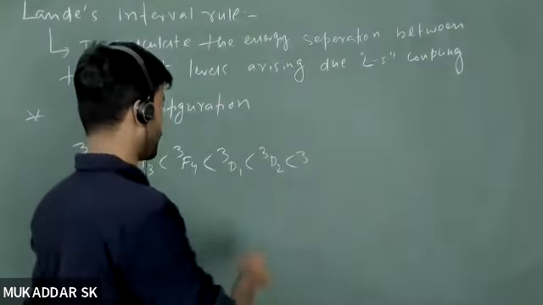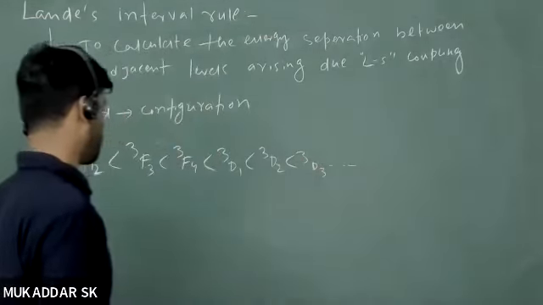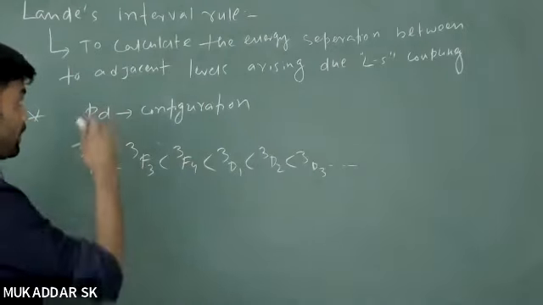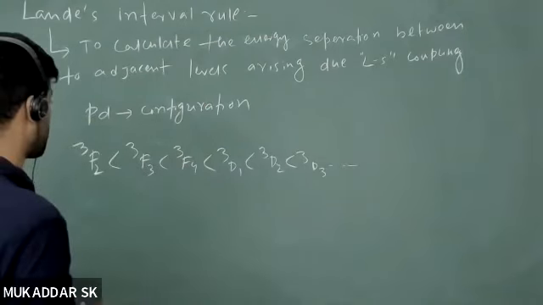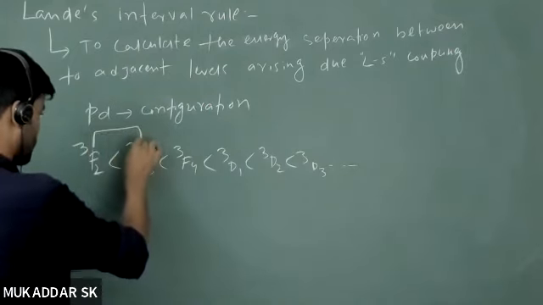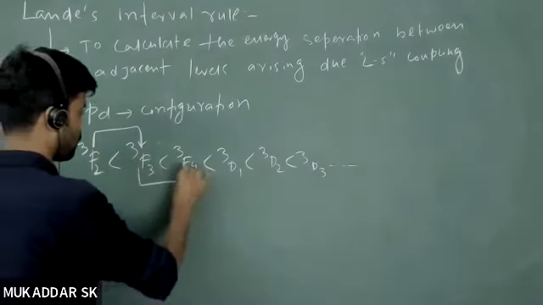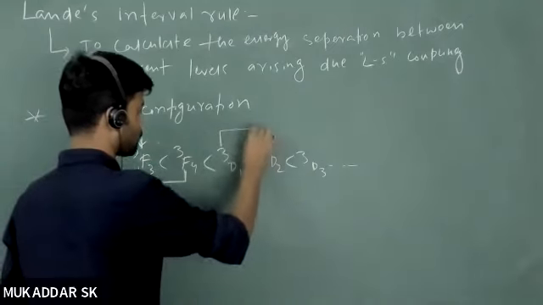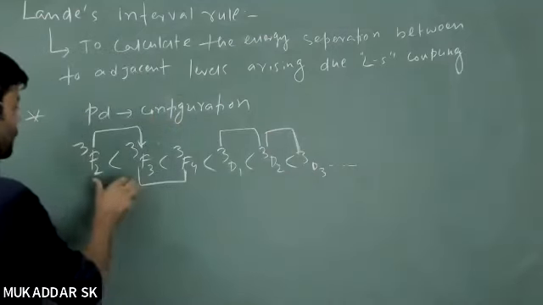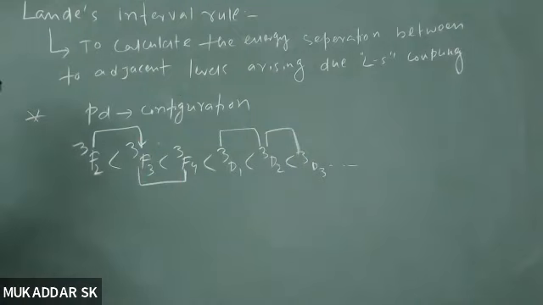3D1, 3D2, 3D3, and so on. Did you remember yesterday I discussed these things for the PD configuration? Yes sir. So this Landé interval rule is basically used to calculate the energy separation between two adjacent levels. So it can calculate the energy separation between 3F2 and 3F3, or 3F3 to 3F4, 3D1 to 3D2, 3D2 to 3D3. That energy separation between two adjacent levels you can calculate by the use of the Landé interval rule.